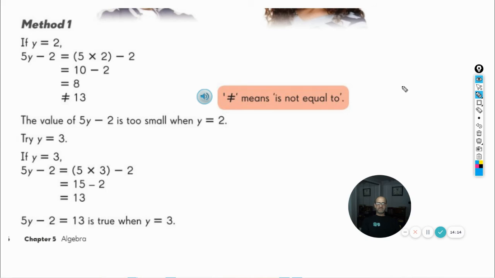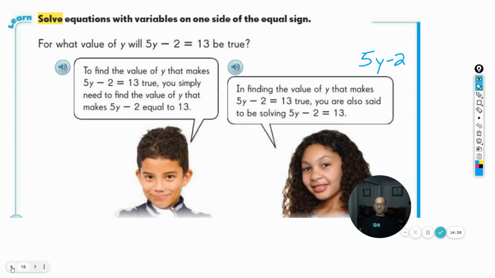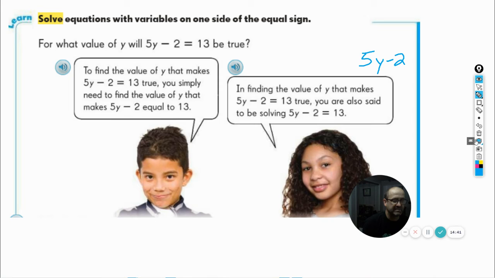Again, we're trying to find in 5y minus 2, wait, what am I even doing here? It's my original number set. 5y minus 2 equals 13. Okay. Let's see how we're really going to do this. Boom. I disappeared on you too. Hopefully. Oh, wait. This might not work. Hang on. I better just come back.